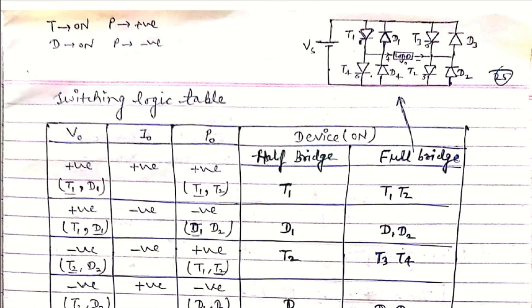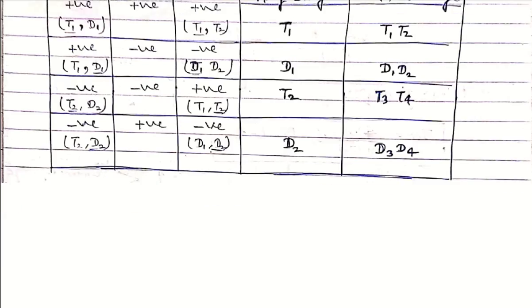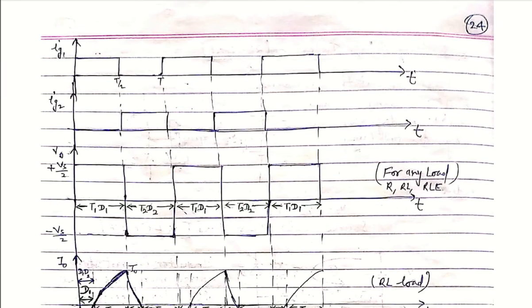According to this, when thyristors are on, power will be positive, that is, power flows from the source to the load side. In case of diodes, power flows from the load side to the source side, that is, the regenerative concept comes into the picture. So this is the full bridge topology with RLC load. Now we'll come to the waveform side.